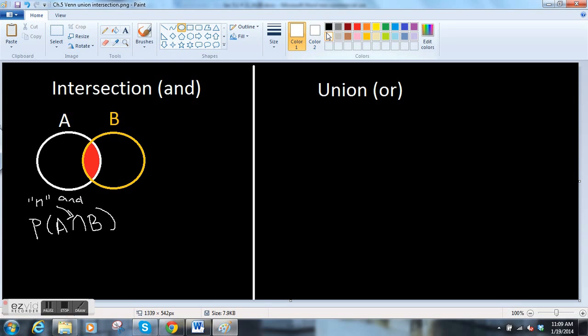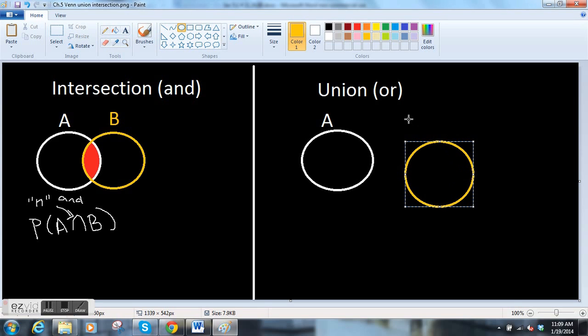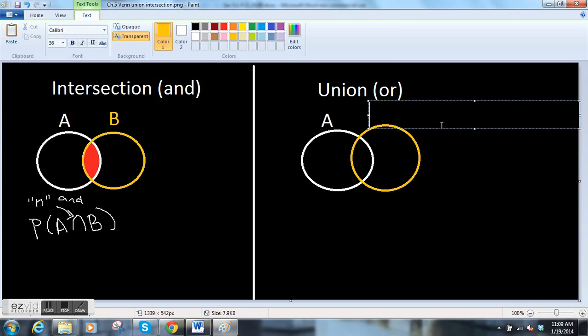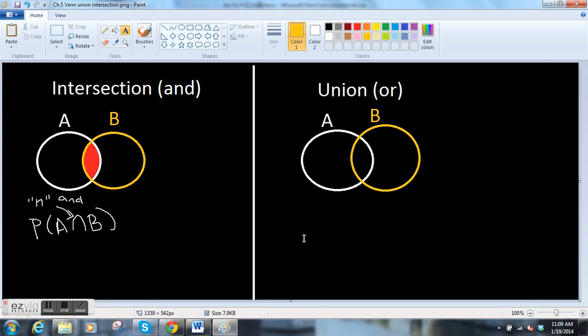So the union, let's make some more circles. The union, get our white circle A back. Here's A, roughly the same size. So we're gonna scoot A around, scoot it right there. And B, get another B. So for the union, we're interested in the events that are in A or B or both. So I'm going to scoot B over here. See, they're overlapping. That's the intersection. Here's B.